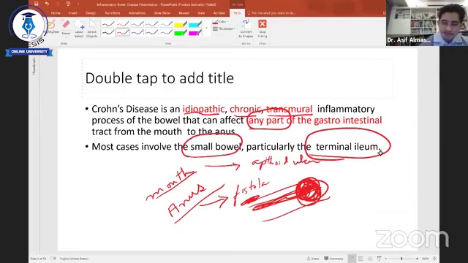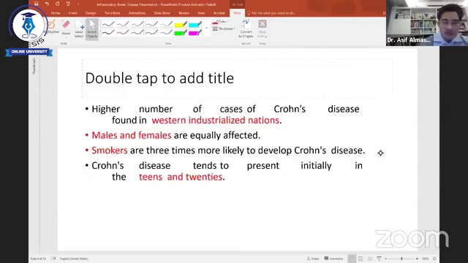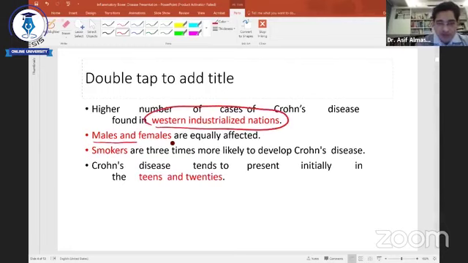Okay, these are some of the statistics. Now, as I discussed at the very beginning, in our country Crohn's disease is not very common, but in the Western countries it's quite common. Males and females are equally affected. There is no statistics that show any predilection to a particular gender. Both male and female patients are found in Crohn's disease.